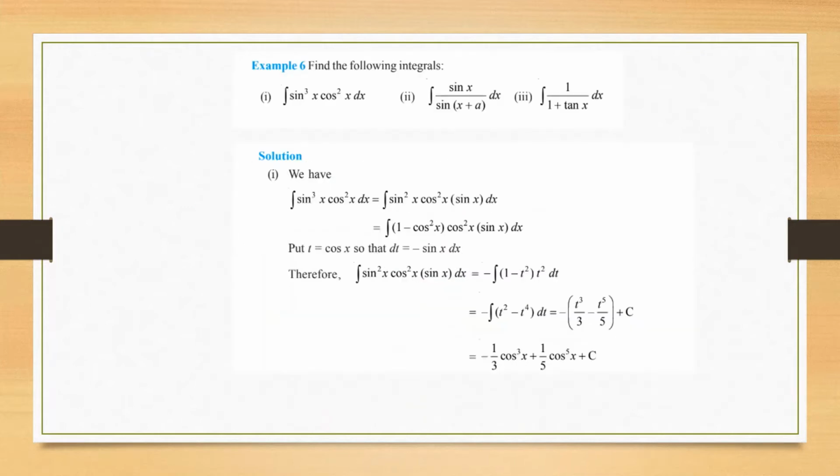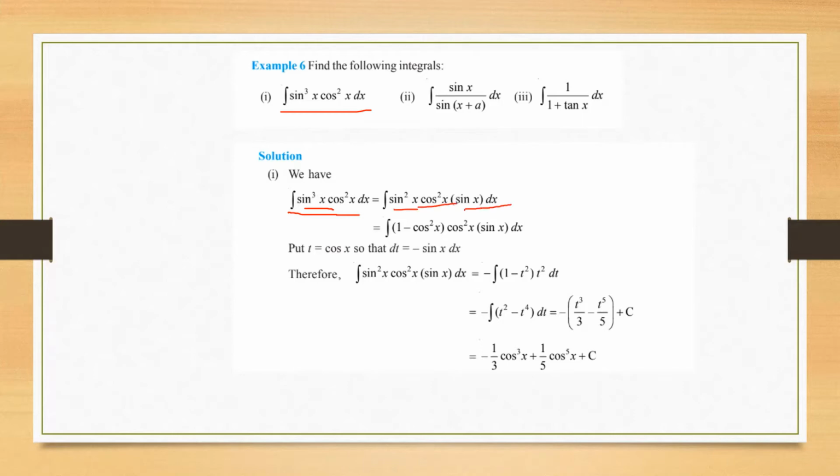Example number 6 is to find the following integral: sin cube x cos square x dx. Now substitution. How to do the substitution? You will do the substitution in this manner so that its derivative is present there, and it is easily reducible also. See, it is of the form sin cube x cos square x. So here, what I will do is take sin square x, cos square x, and take one sin x.